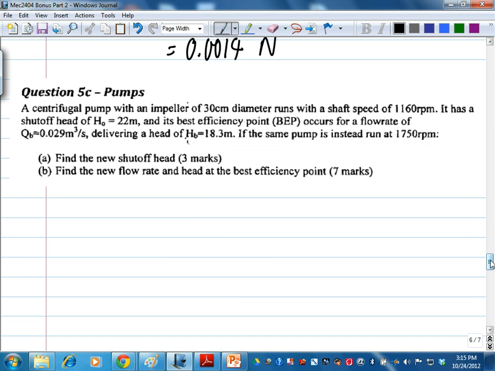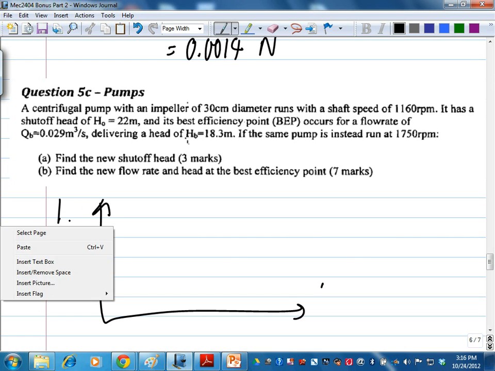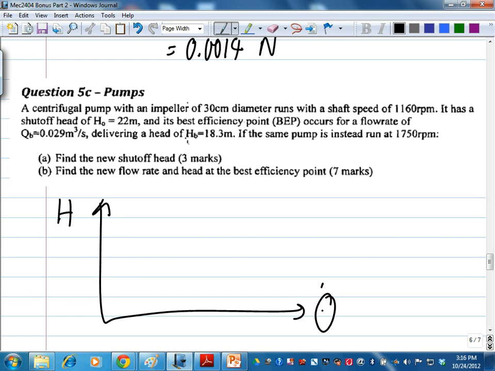Alright, this one. You all done with the earlier one? Any questions? Okay, so this one is basically head as a function of Q. So it does something like this. The shut off head here is 22 meters, and somewhere here is the best efficiency point, where the efficiency is maximum.